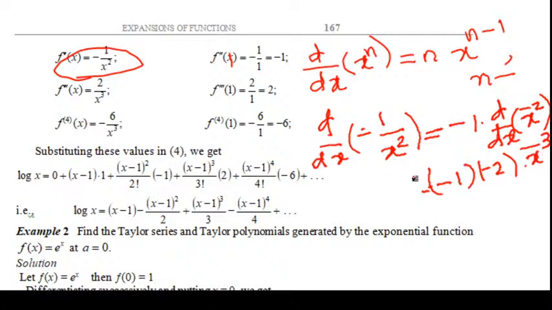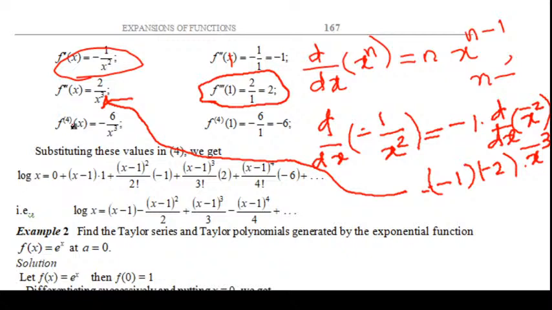We can write it as 2 by x cube. And we evaluate that function when x is equal to 1 and we get it as 2.